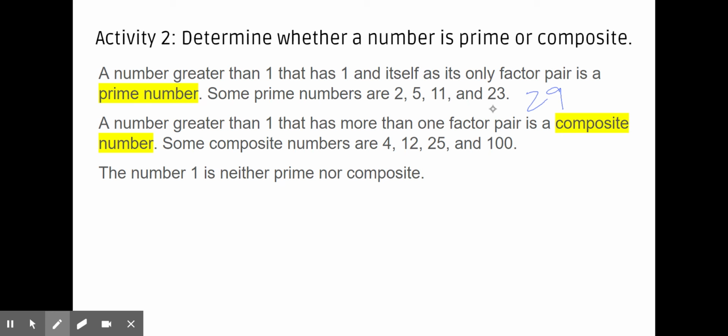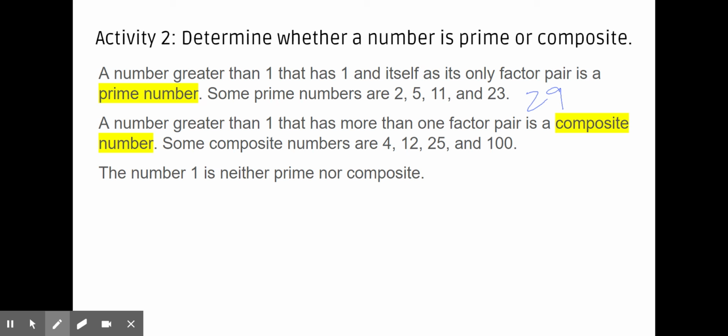The only factor pair for 23 is 1 times 23. That's what makes those numbers prime numbers. All other numbers greater than 1 that have multiple factor pairs are considered composite numbers. So we have numbers like 4, 12, 25, 100, and the other numbers we've explored, like 44 and 35. They've had more than one factor pair, and so we call them composite numbers.